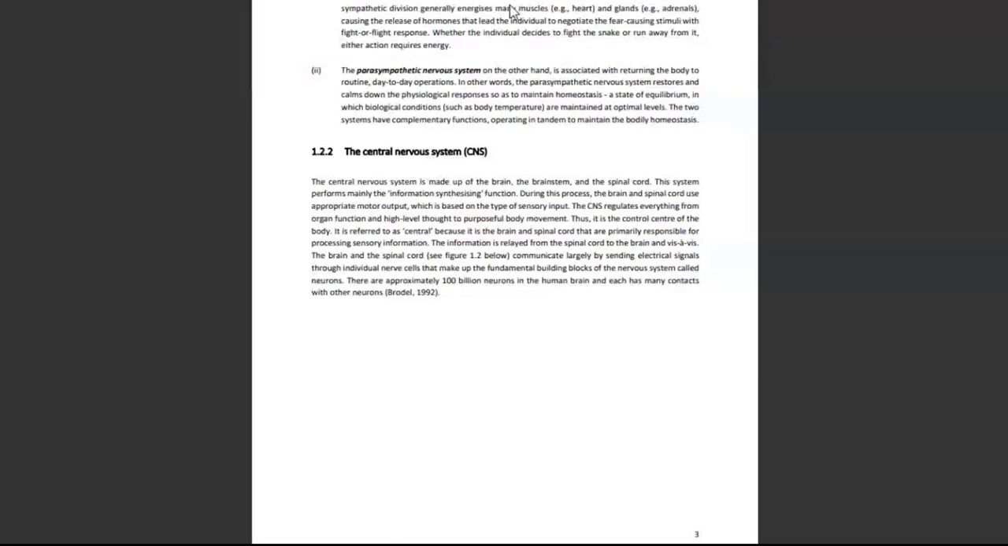sympathetic division generally energizes many muscles. Heart rate goes high. Your glands, remember your glands, it goes with hormones. It secretes adrenaline. It causes the release of hormones that lead individuals to negotiate the fear stimuli with fight or flight. When they say negotiate, they don't mean negotiating with the snake. You can't negotiate with a lion or even a dog. So they mean, in short, negotiating interpretation of the fear.